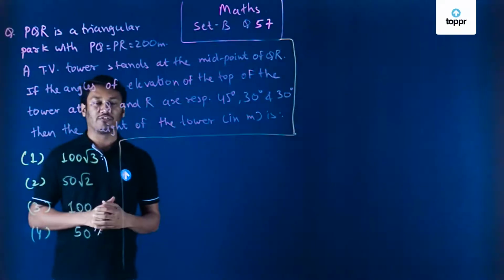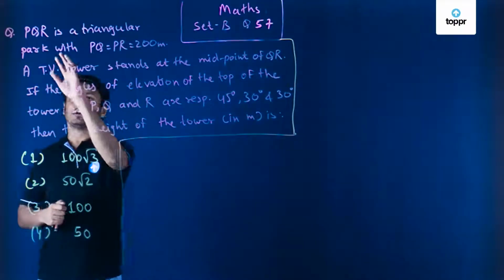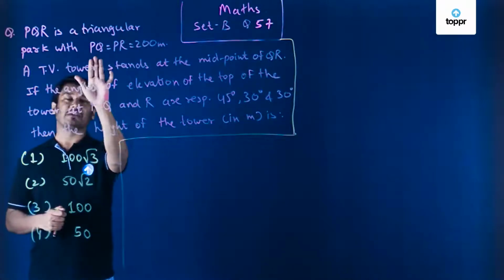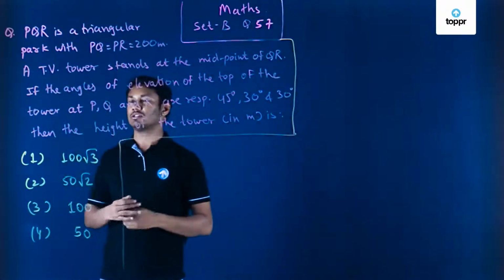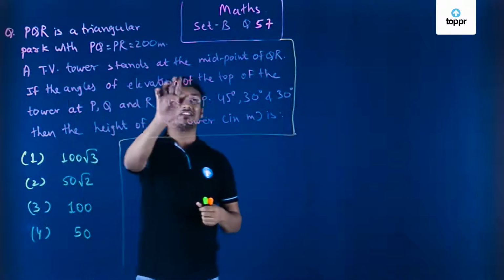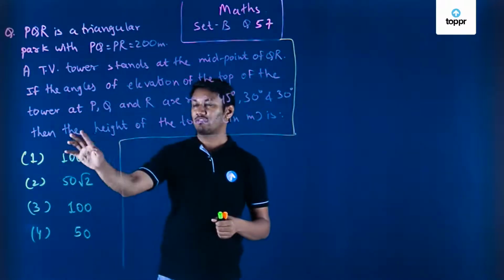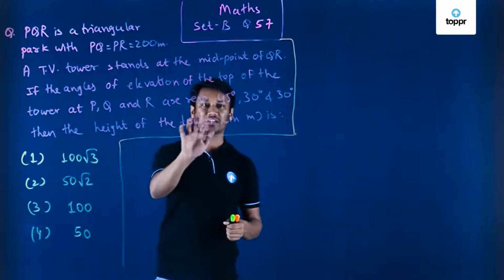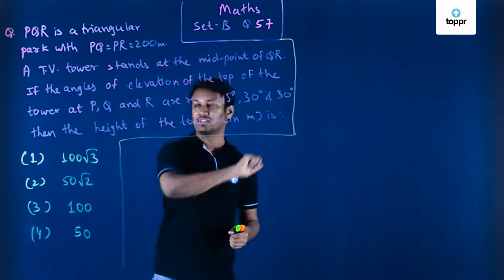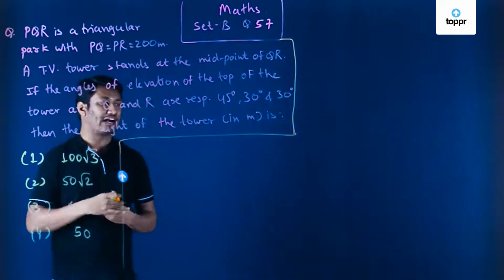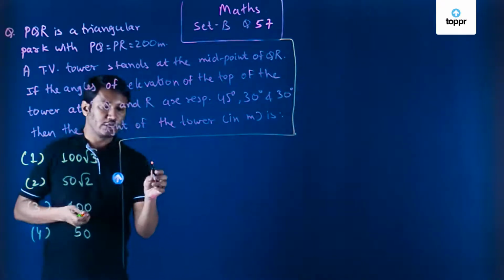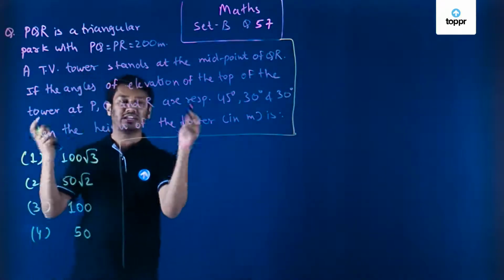Set B, question number 57. The question says, PQR is a triangular park with PQ equal to PR equal to 200 meters. A TV tower stands at the midpoint of QR. If the angles of elevation of the top of the tower at P, Q and R are respectively 45 degree, 30 degree and 30 degree, then we have to find the height of the tower in meters. So let's try to draw the diagram representing this whole question.